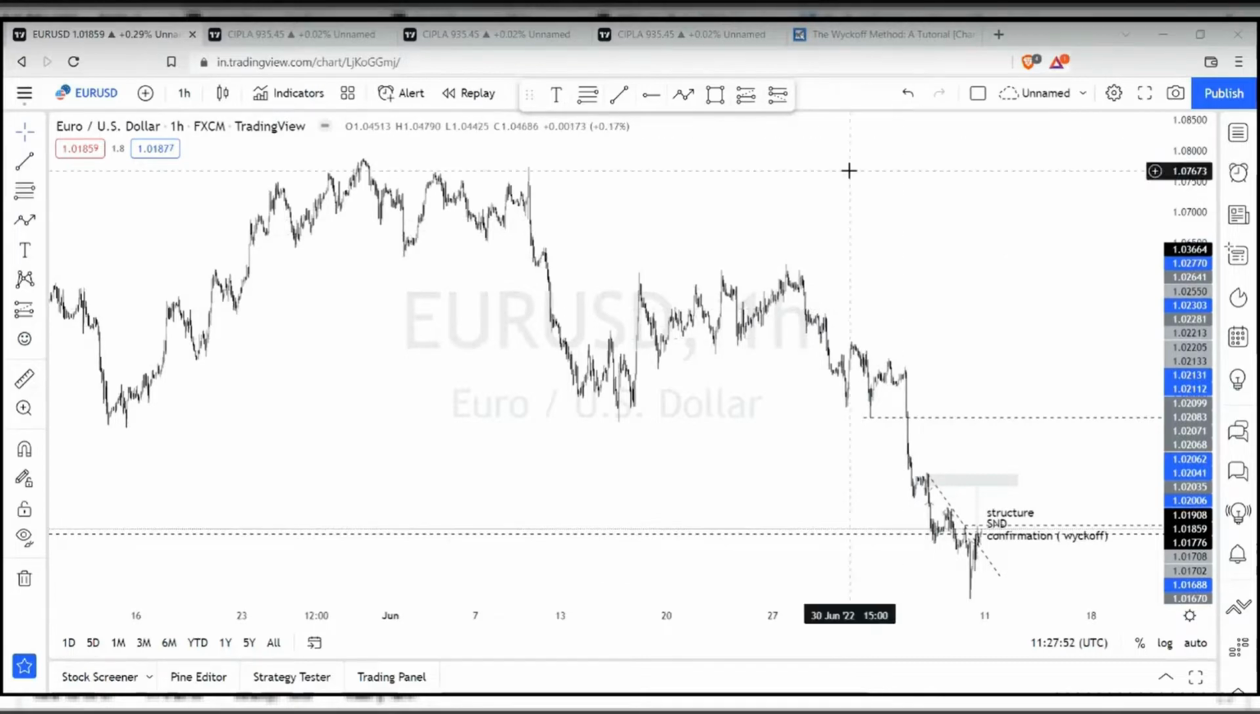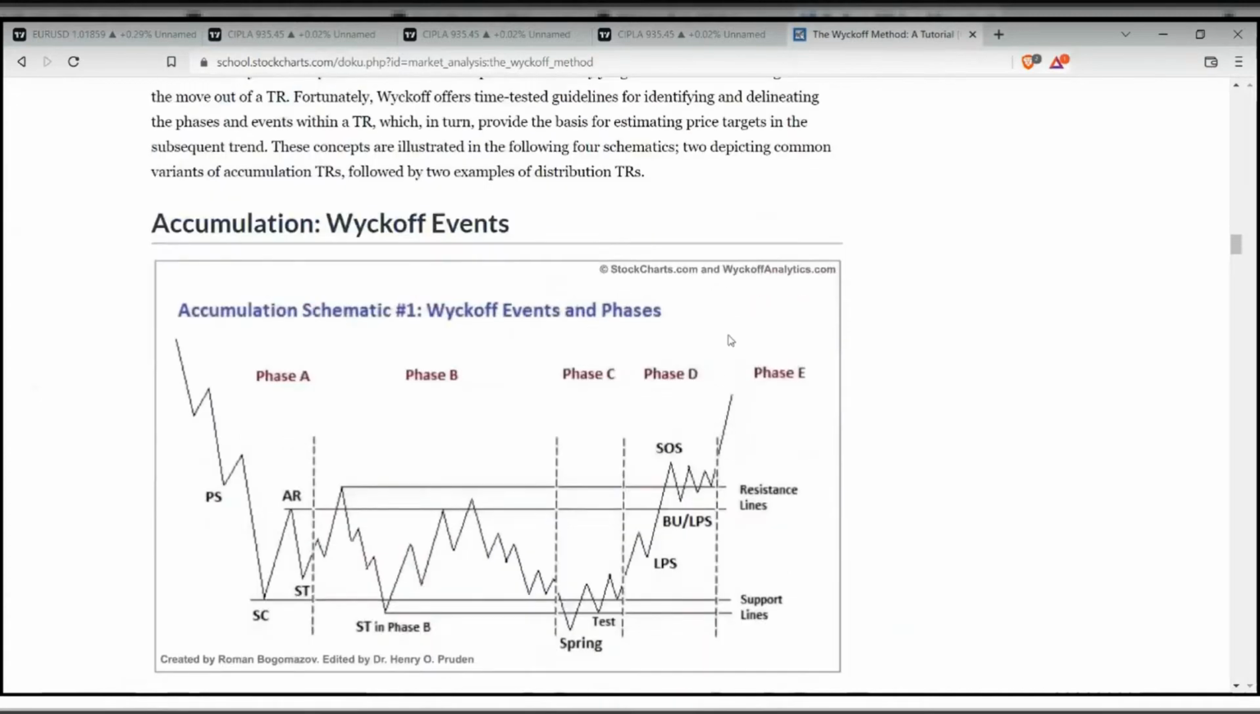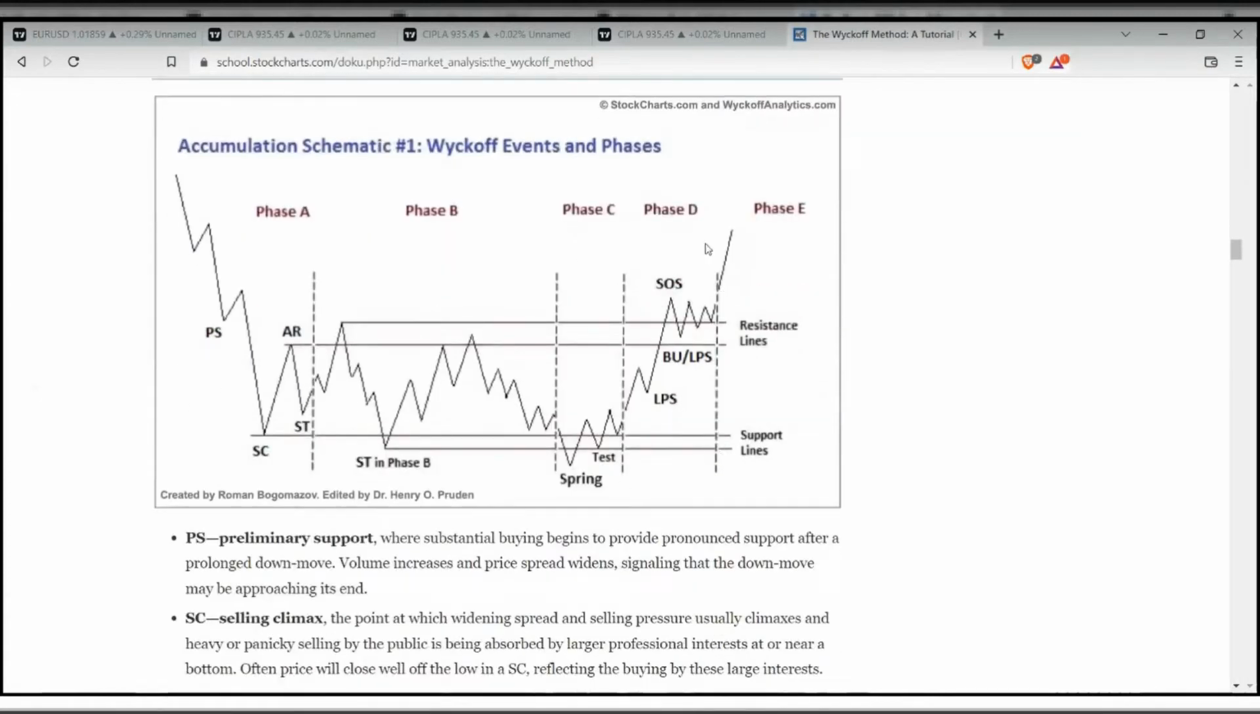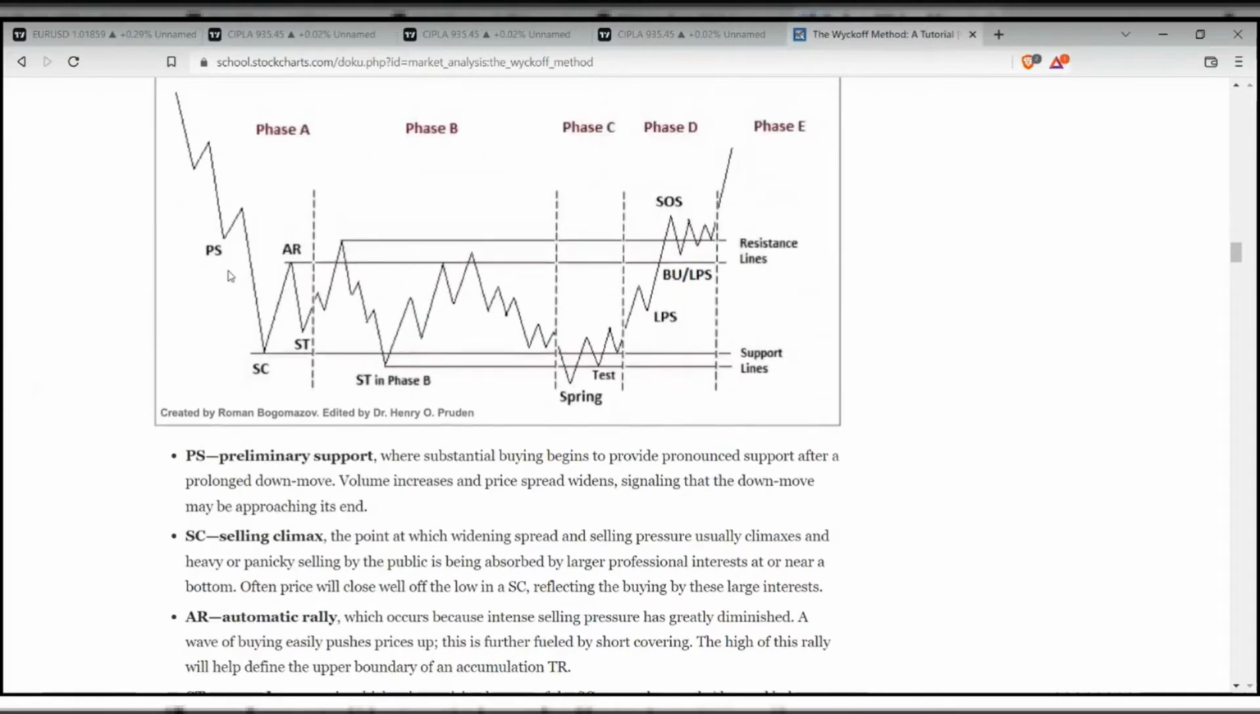So what do we have in accumulation in Wyckoff? I'm not going to explain these things in detail. I will draw my own chart right now. I will simplify this for you because this is a little bit difficult to understand, but you need to study this for yourself: PS, SC, AR, and all this.